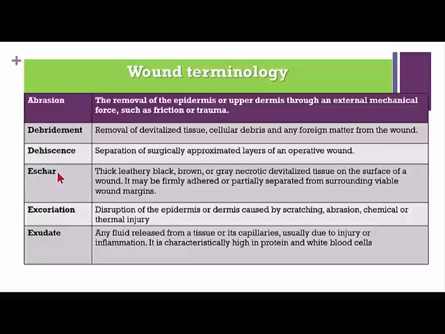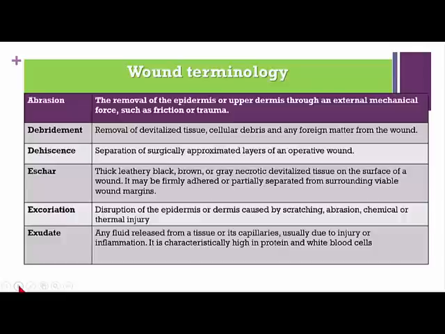Let's see the eschar. It is thick, leathery, black, brown or grey necrotic devitalized tissue on the surface of the wound. It may be firmly adhered or partially separated from surrounding viable wound margins. What is excoriation? It is disruption of the epidermis or dermis caused by scratching, abrasion, chemical or thermal injury. Let's see the exudate. Exudate means fluid released from the tissue or capillaries, usually due to injury or inflammation. It is characteristically high in protein and WBC, white blood cells.